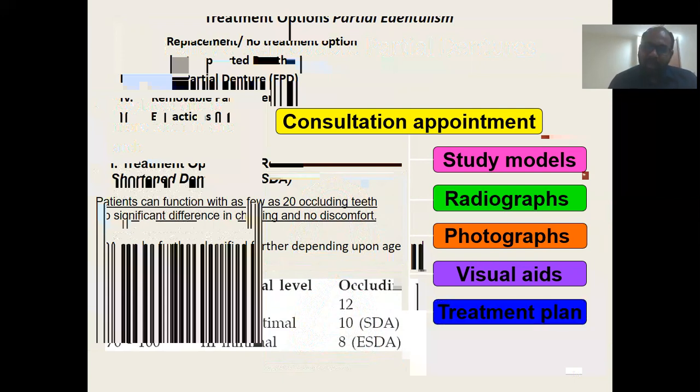By doing a case study and diagnosis, and by making use of the radiographs and study models, we arrive at a treatment plan which we explain to the patient during the second visit.